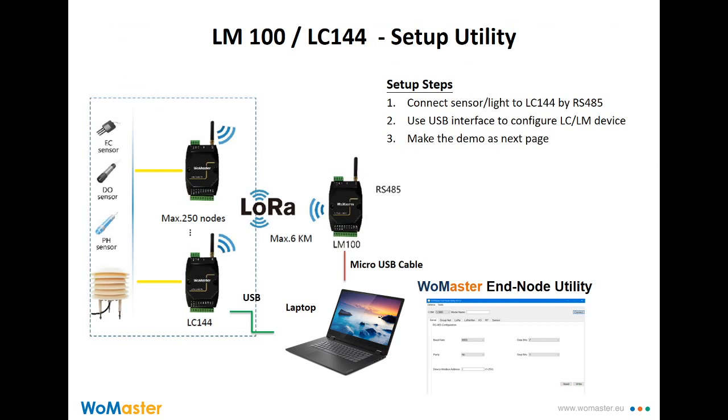Here we have a quick recap of the LC/LM configuration. First, we connect the environment sensor by RS485 to the 10-pin terminal block on the LC devices, and then install the WoMaster node utility on the laptop and use the USB port to configure the LC and LM devices. Then the demo scenario will be as in the next stage.